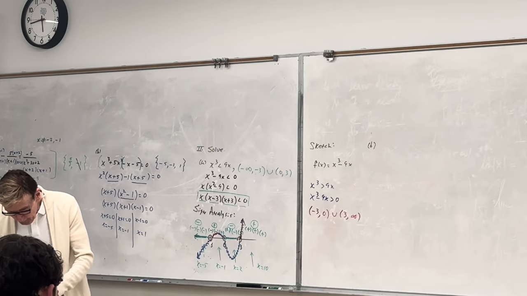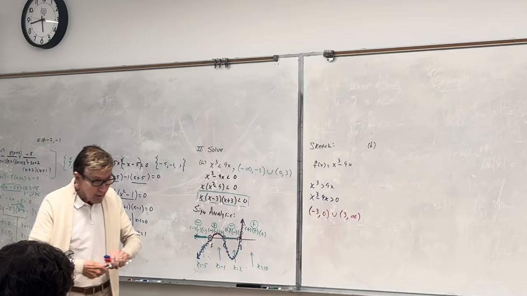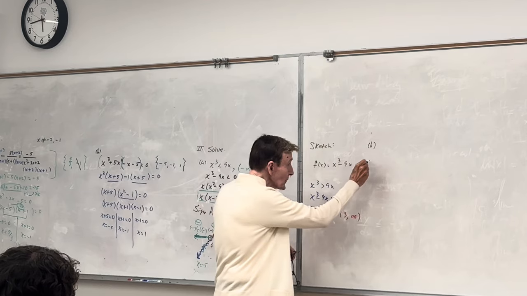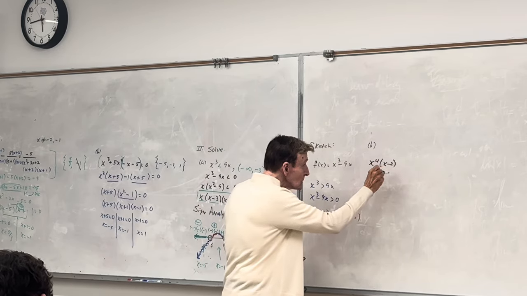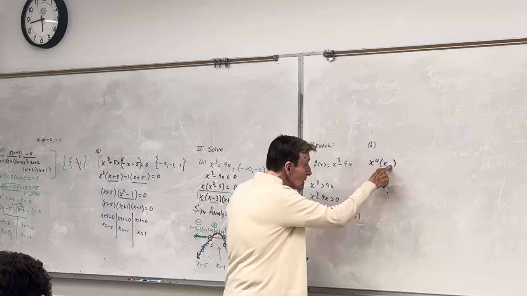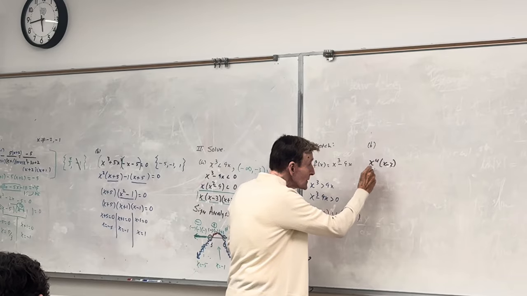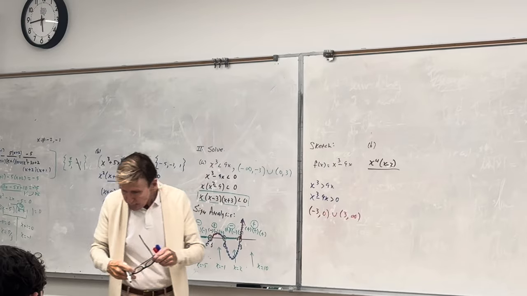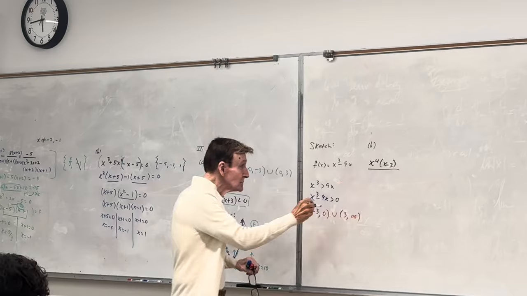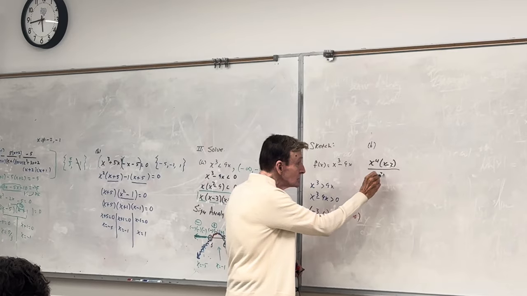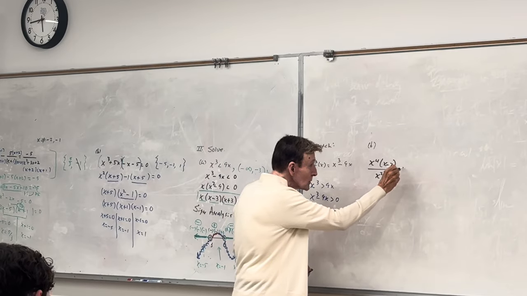Seems like I took this one from a calc textbook. They had this, x to the 4th times x subtract 2, like that, all over x squared plus 5. And they want to know when is that.